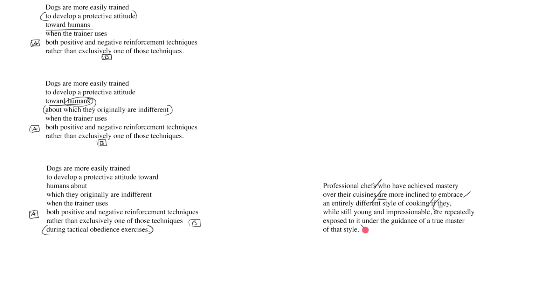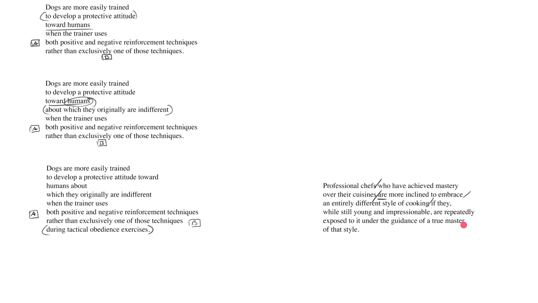Like you can just take the sentence, they are repeatedly exposed to it under the guidance of a true master of that style, a fully complete sentence with a subject and predicate on its own. It's embedded as a clause in a larger sentence with a subject and predicate that engulfs the smaller one, right? So there's this nesting nature of grammar that just makes it hard.